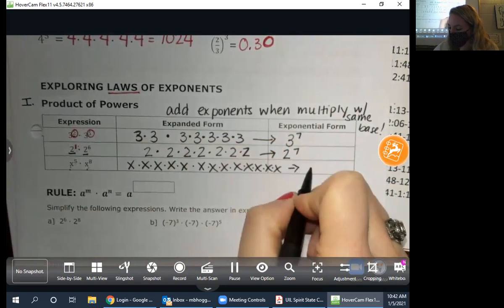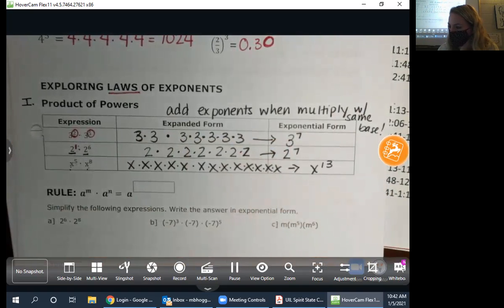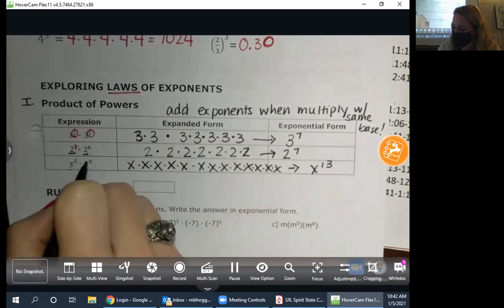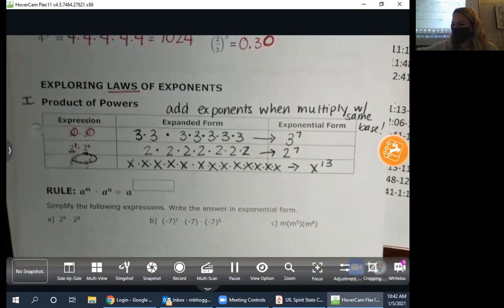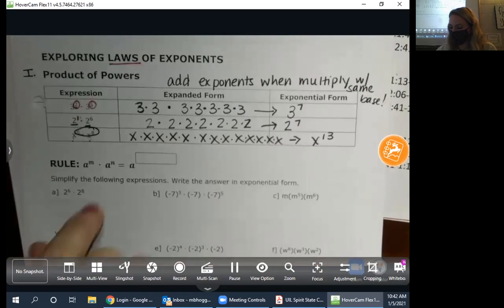So that's really just 13 total x's. X to the 13. You're adding the 5 and the 8. Okay. So let's go over what that rule is one more time.